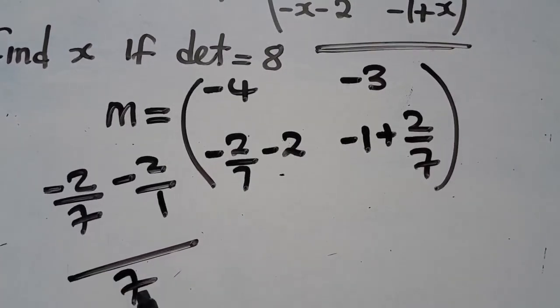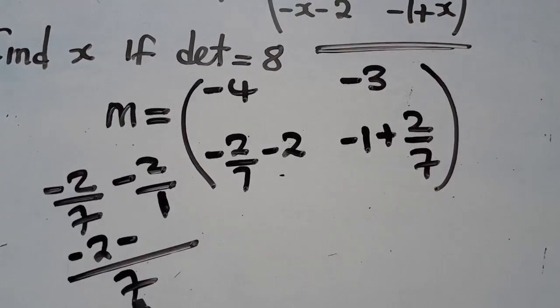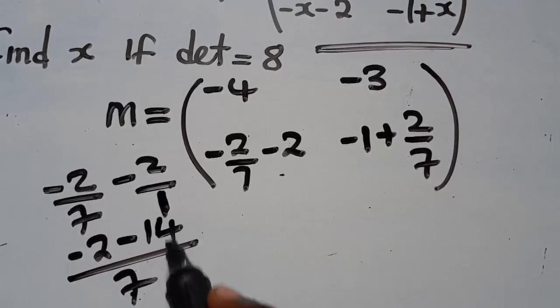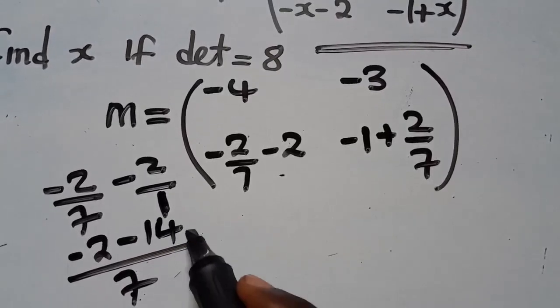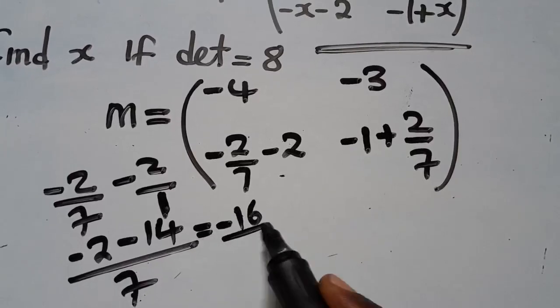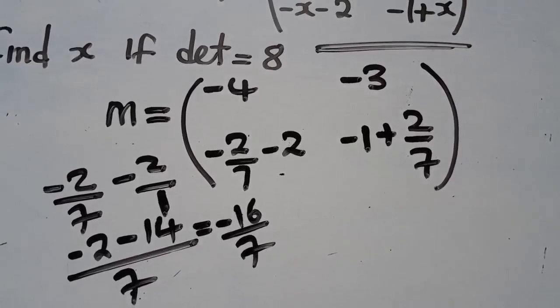7 into 7 is 1. 1 times negative 2 is negative 2. Minus 1 into 7 is 7. 7 times 2 is 14. So 14, which is equal to, when you add there, you get negative 16 over 7. So that is your answer, negative 16 over 7.